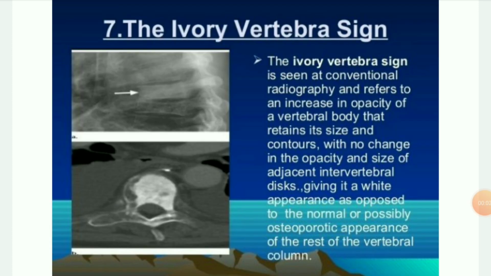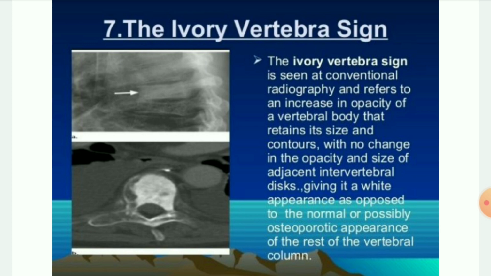Next sign is the Ivory vertebra sign. The Ivory vertebra sign is seen at conventional radiography and refers to an increase in opacity of a vertebral body that retains its size and contours with no change in the opacity and size of adjacent intervertebral discs, giving it a white appearance as opposed to the normal or possibly osteoporotic appearance of the rest of the vertebral column.